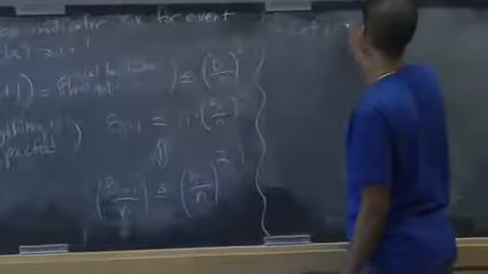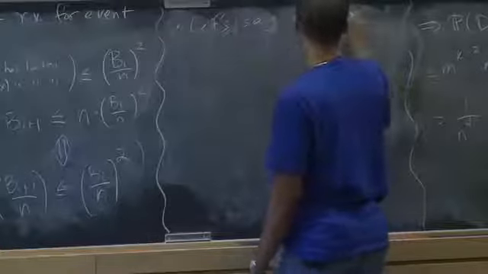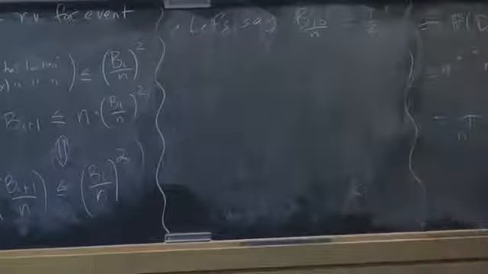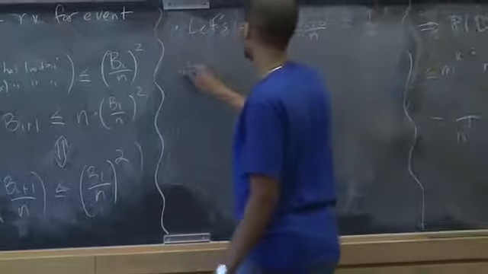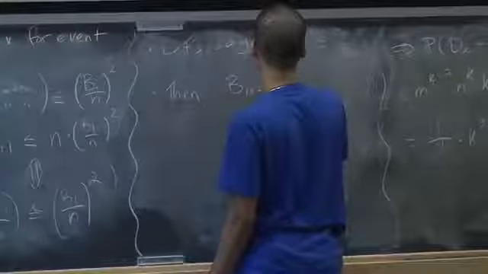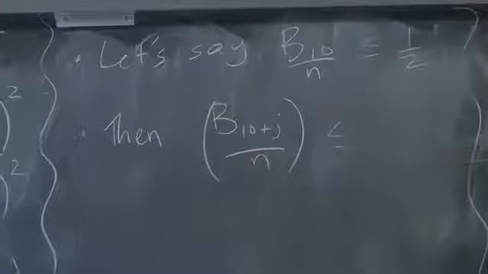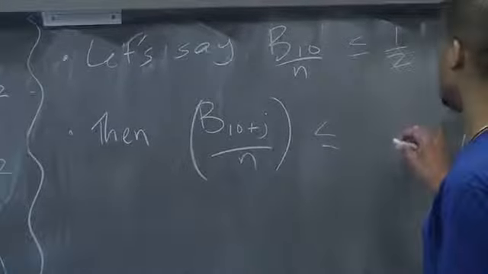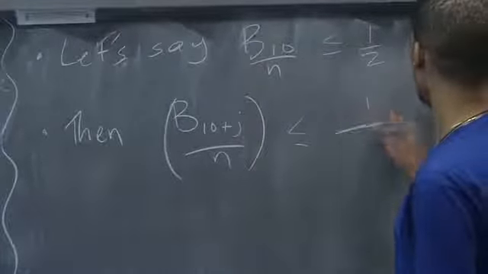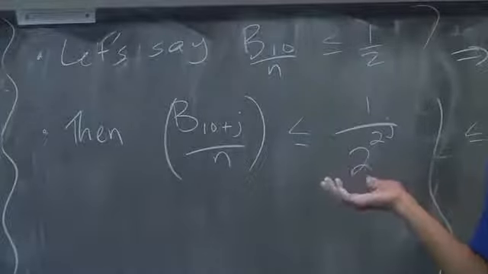So let's say, for example, we knew that b_10 over n was at most a half. Okay, we managed to prove that. Then b_(10+j) over n would be at most 1 over 2 to the 2 to the j, I guess. And we're done when this number is something less than 1. That means there are no bins.